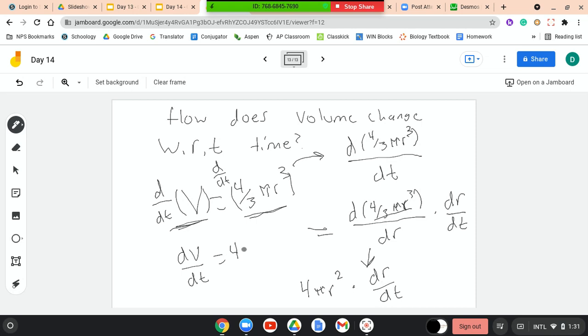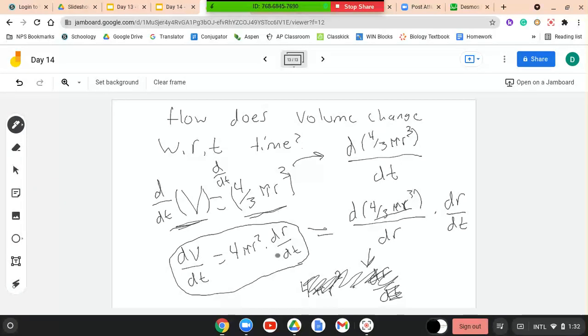So then we could write this as our answer. We've now related how quickly volume changes with how quickly radius changes using implicit differentiation. Isn't that what we wanted to do? We wanted to ask, how does volume change with respect to time, and how is that related to how much the radius changes? Yeah. And also, the rate of change of volume depends on what our radius is.